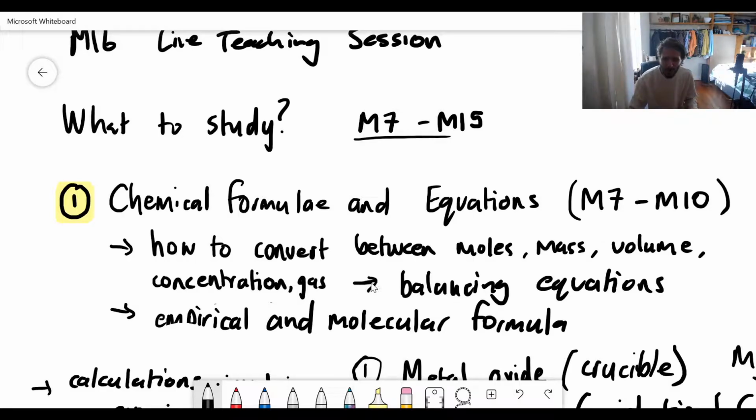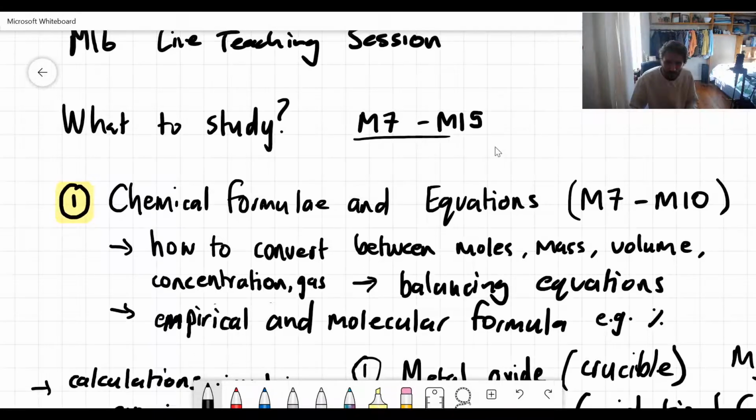They like to throw in one or two balancing equations questions. Don't forget how to do empirical formula and molecular formula. This can be anything from giving you grams to working out the moles. It might also give you percentages. Okay, so go through those.